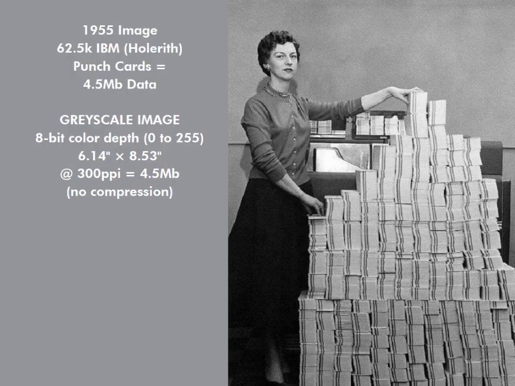This is a photograph taken in 1955, and this person is standing with 62.5 thousand IBM or Hollerith punch cards, and that equals 4.5 megabytes or 4.5 million bytes of data. Remember, there's 80 columns of holes on each one of those. Each hole can represent any of 256 possible alphanumeric characters.